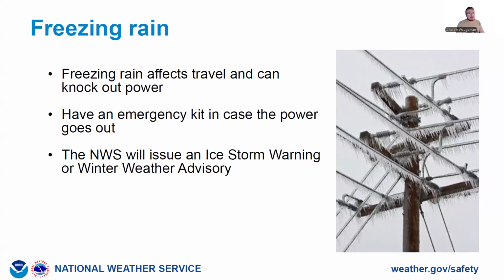Freezing rain is another hazard that we need to keep in mind. Freezing rain affects travel and can knock out power. Have an emergency kit in case the power goes out. When we're talking about power outages, freezing rain can knock out the power for a while because usually with freezing rain, there are a lot of power outages around the region, and you'll just need to give the power companies time to get around to fixing that.